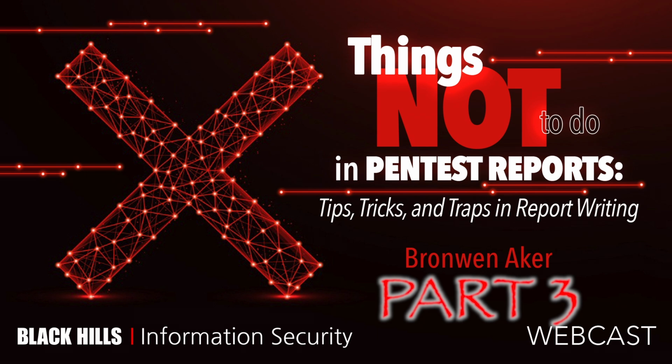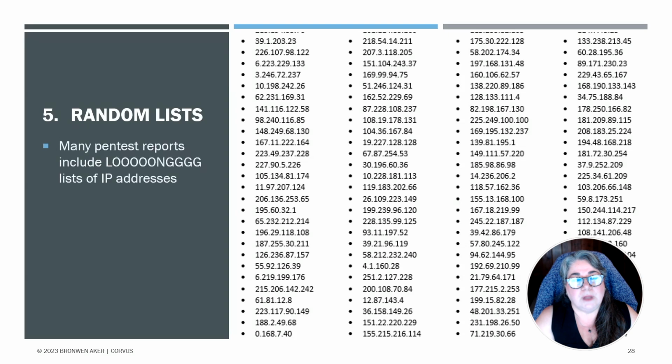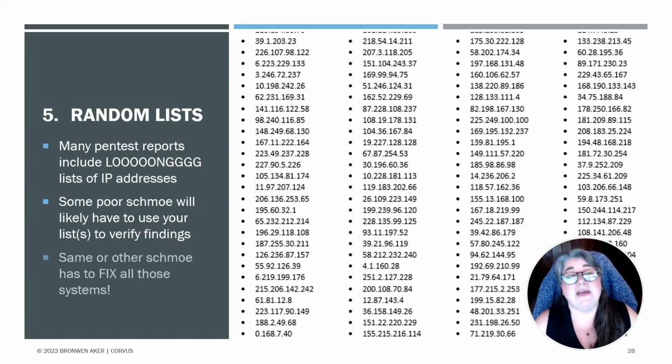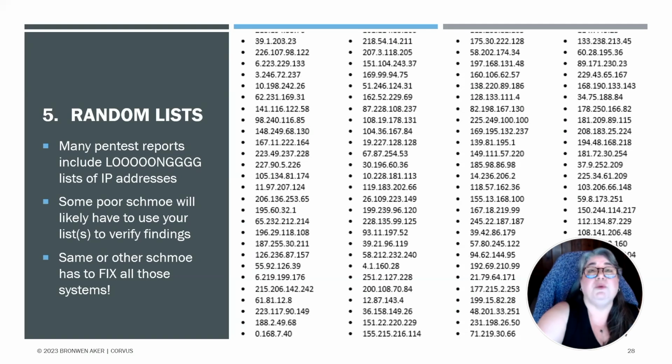Another peeve is lists. A lot of pen test reports will include long lists of IP addresses. And the thing that I keep reminding testers about is some poor schmo is going to be on the receiving end of this list. And he's going to have to go through and either verify your findings, or he's going to have to go through that entire list of servers and make sure that they've been upgraded once. I mean, come on. Do you want to go through a list like this?